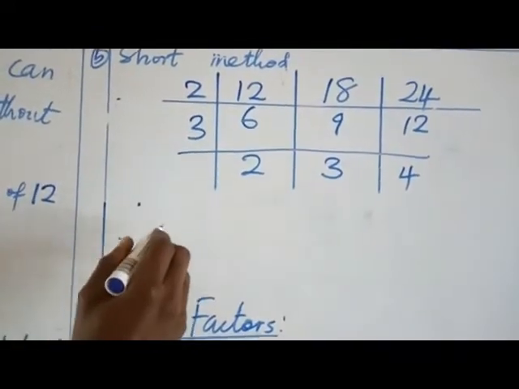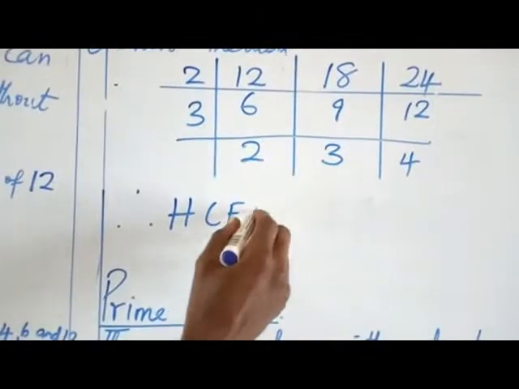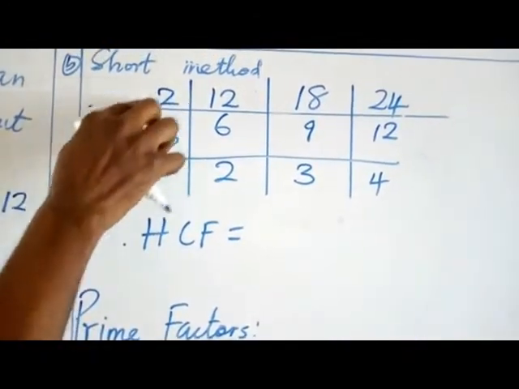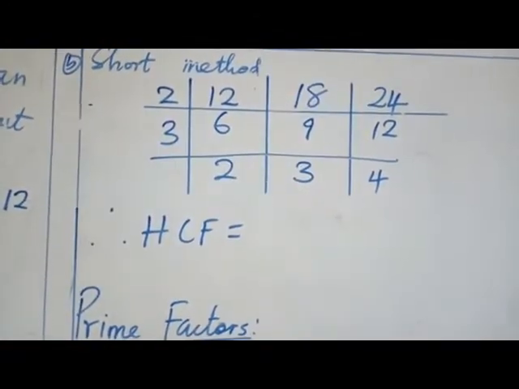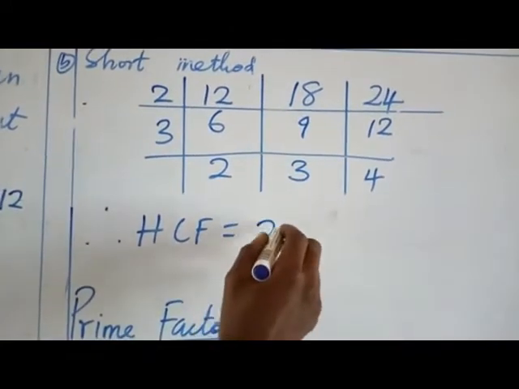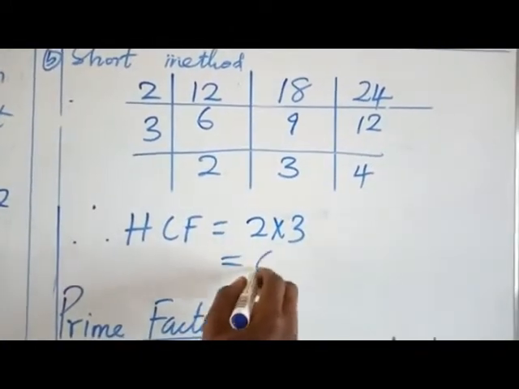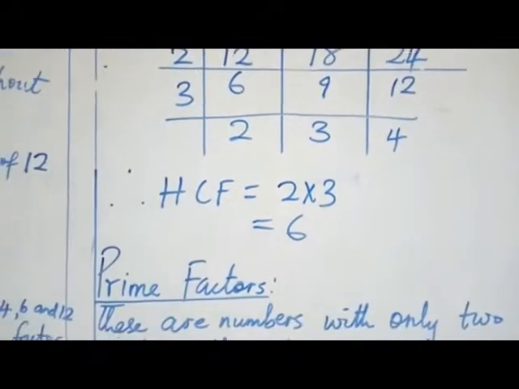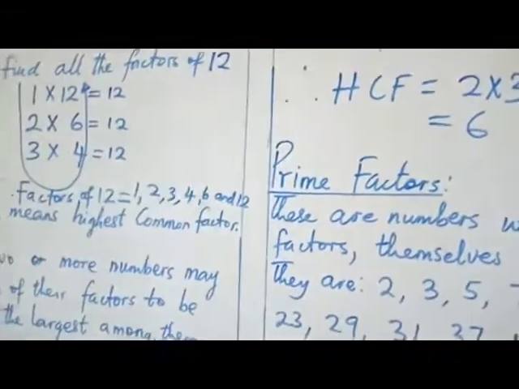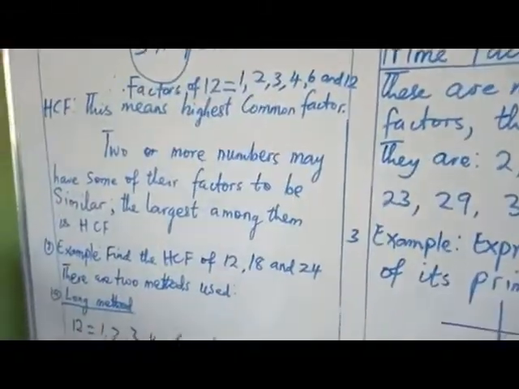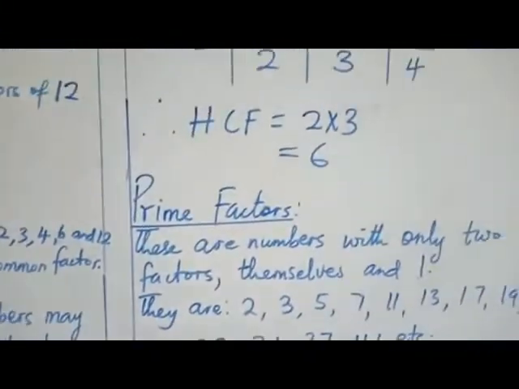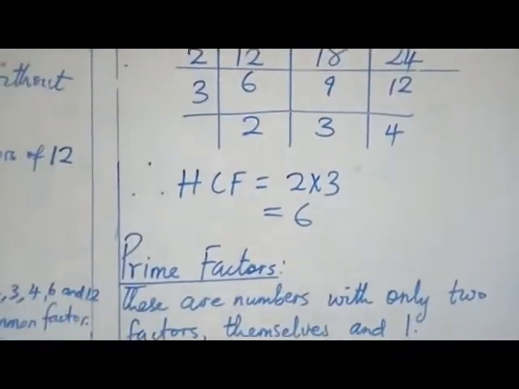You now conclude, therefore, HCF equals, you write all these. These numbers on the left hand side are the factors. So you write them out. 2 times 3, which is what? 6. You can see that this one and this one are the same. But this one is easier and faster than this. Is that clear?